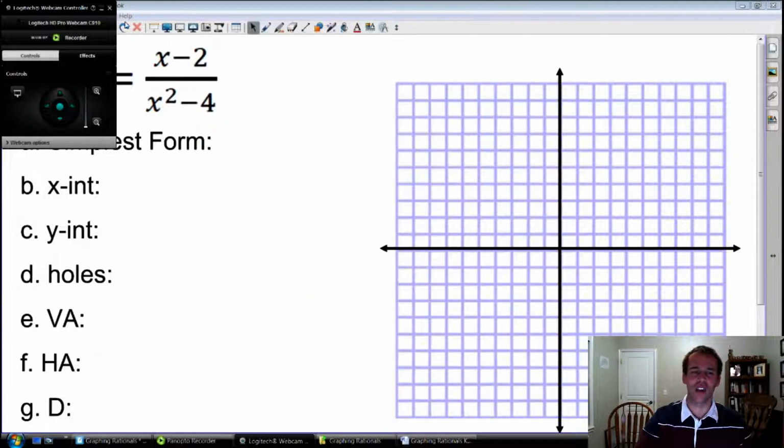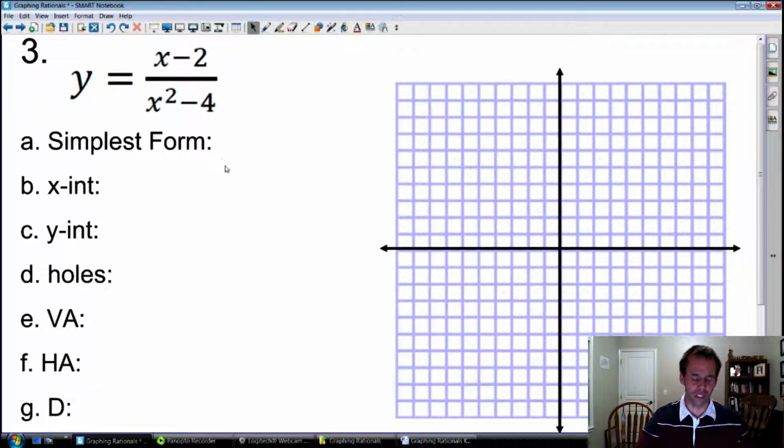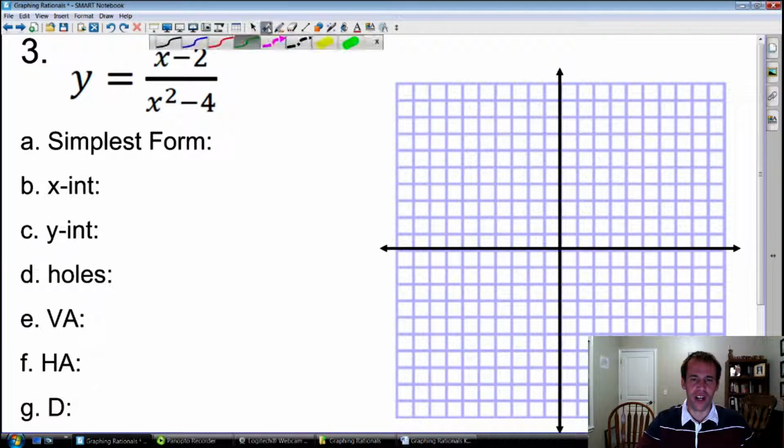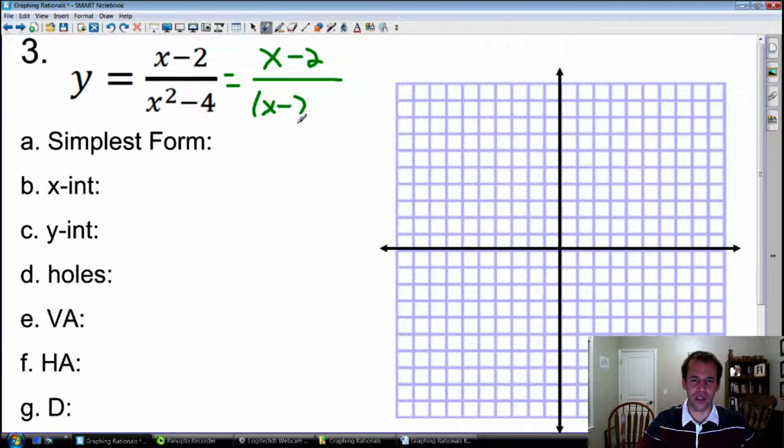And where we want to jump over to is looking at the ones specifically with holes in them, and that's x minus 2 over x squared minus 4, which is problem number 3. And so the first thing we want to do there is put it in simplest form. So we're going to set this up with factoring. What does x squared minus 4 factor into? Well, x squared minus 4 factors into x minus 2 as well as x plus 2.